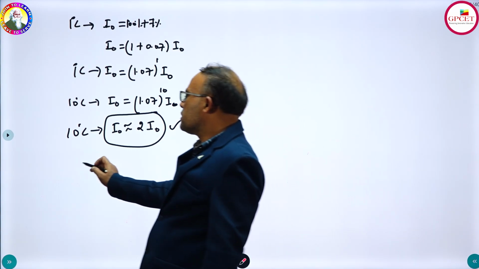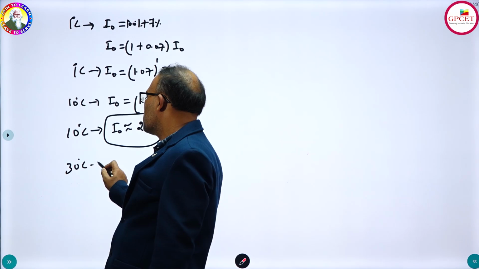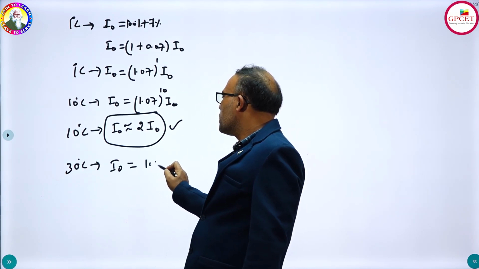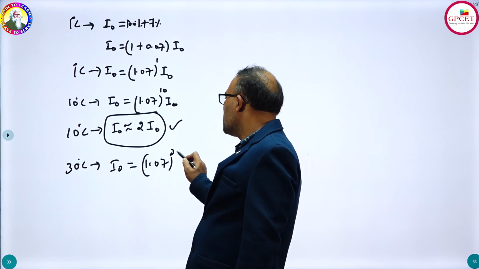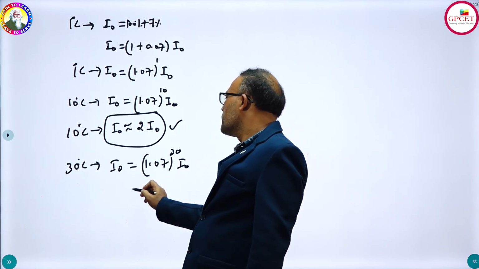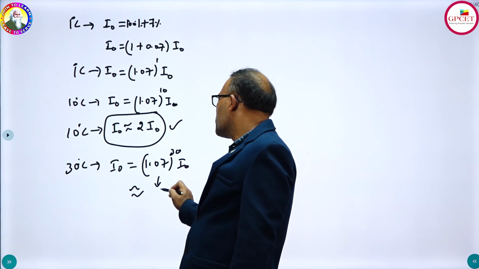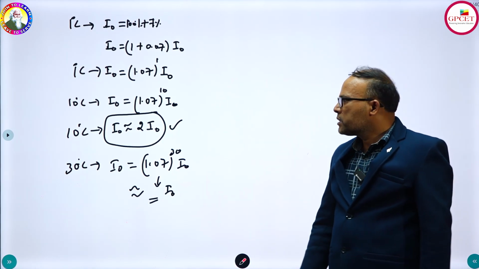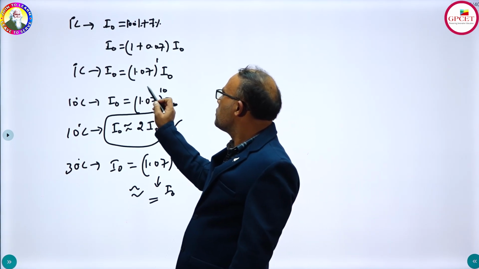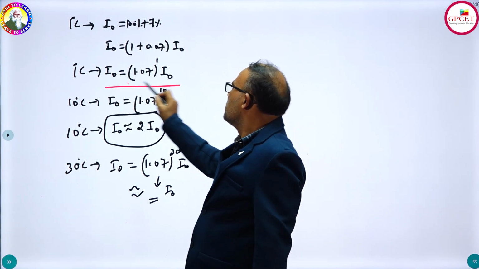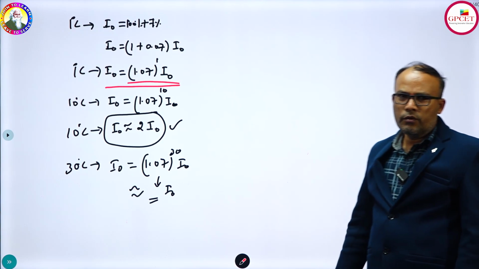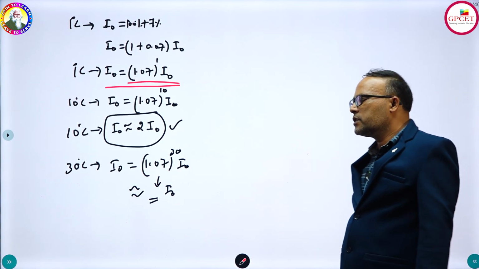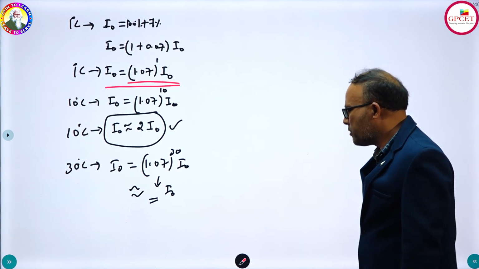Suppose it is asked for a 30 degrees C rise in temperature, then competitive questions come like this: I0 becomes 1.07 whole power 30 into I0. So you can find the value of 1.07 whole power 30 into I0, then you can easily find the answer. But you need to remember this expression, that is 1.07 whole power n, where 1 is 1 degree C, 10 is 10 degree C, 30 is 30 degree C, 20 is 20 degree C rise in temperature, likewise.